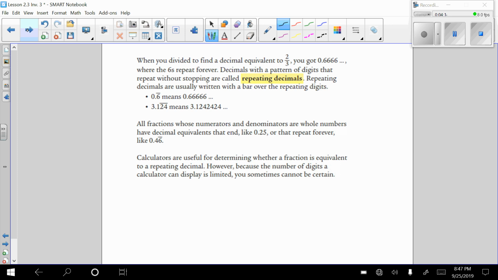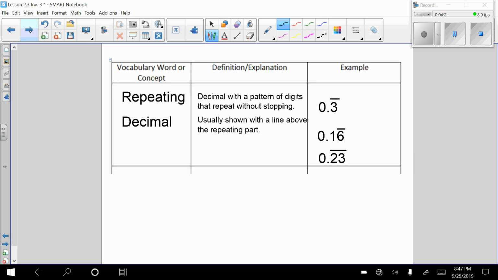When you use a calculator, remember, the calculator doesn't have enough room for all the digits, so it may round the last digit on your calculator. So repeating decimals do make a pattern. They do not ever stop. They're always shown by a bar over the numbers that repeat.